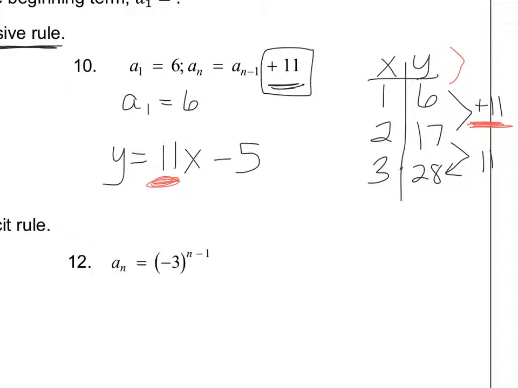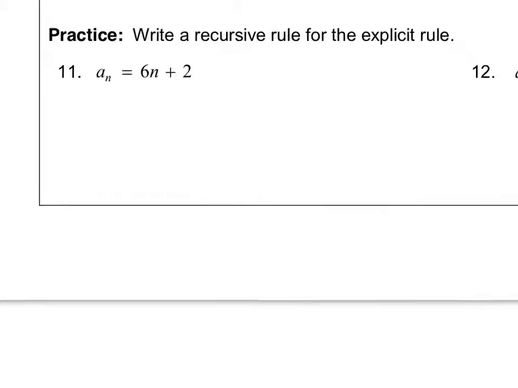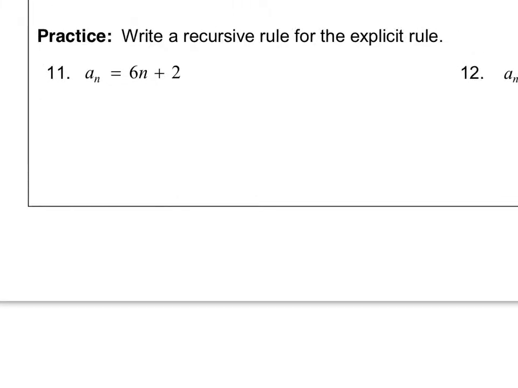Okay, let's move to number 11. And number 11 wants us to write the recursive rule, so the one that just gives us the next term, and they've given us the explicit rule. So if we look at number 11, we know we're dealing with arithmetic. That is your basic slope-intercept form equation. As we just saw in number 10, our slope, the number next to the variable, that's what we're changing by every time. So our common difference for this table would be the 6.